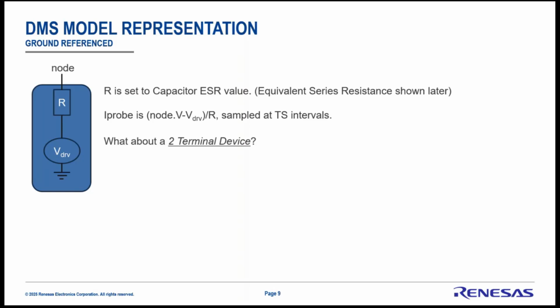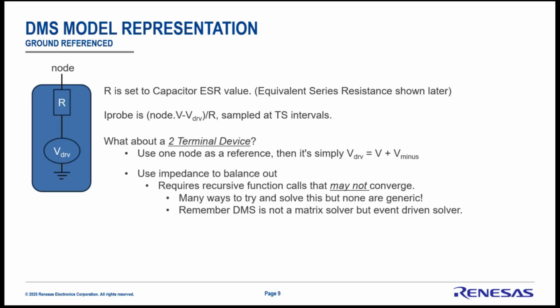Yeah, so I modeled the cap as a single voltage source with a resistance. So the resistor was set as the ESR. I probed the voltage as the node.V. So the V is the element in the UDN. And then sample it. Now, of course, ideally, we all want two terminal devices because often our caps aren't bolted to ground. There are various ways of doing it.